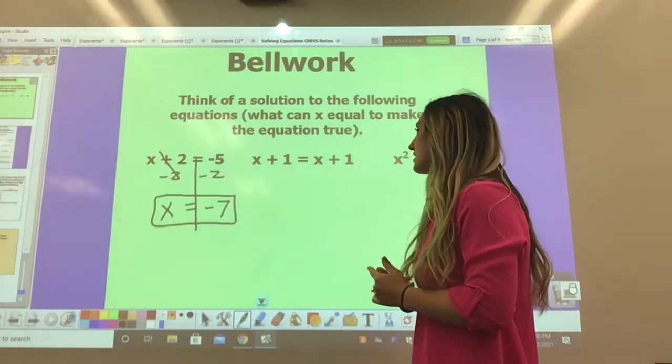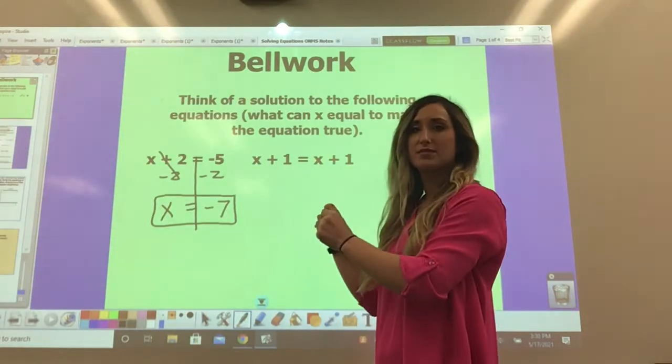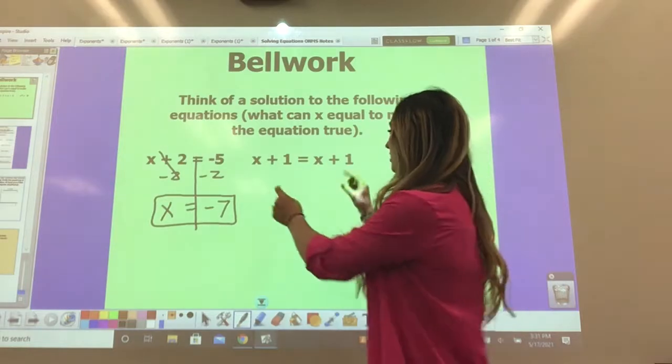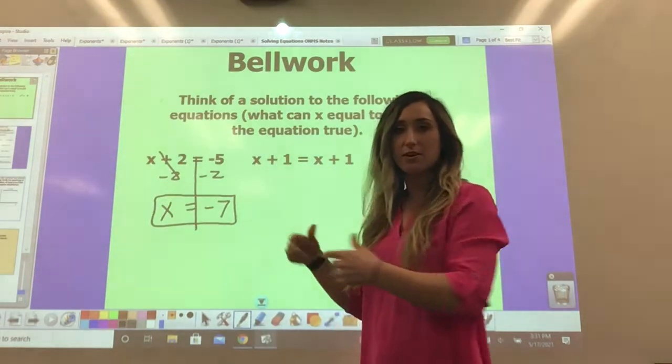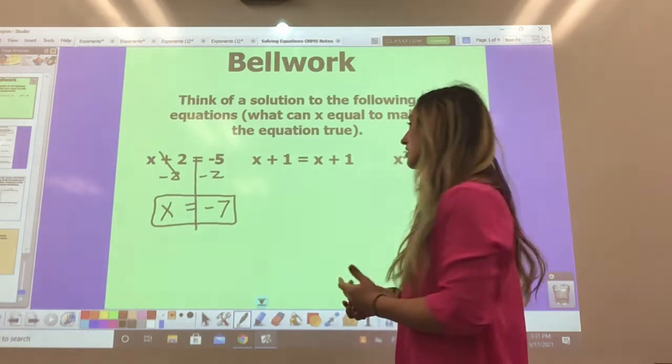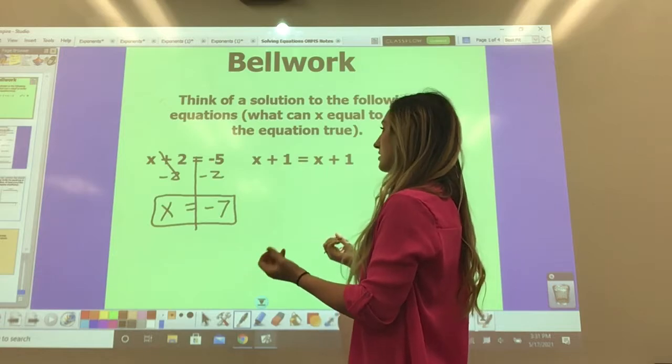But this next one is a little bit different. There's x's on both sides of the equation. So what could x be? They have to be the same thing because they're both x. If they're the same variable, they have to represent the same quantity. So what could x be? Well, what if x was 0?